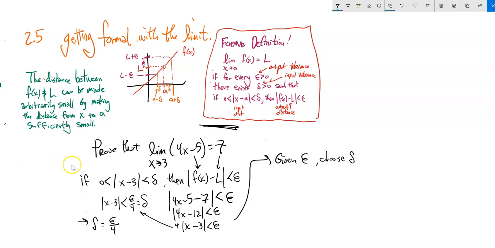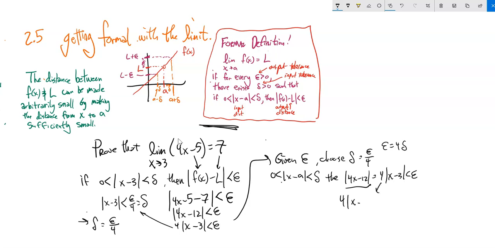So given epsilon, I would choose a delta such that epsilon is divided by 4. So I could go back to my original definition. 0 is less than... so notice then this right here is less than epsilon. So if delta is epsilon divided by 4, epsilon is 4 times delta. So now what I can do is say delta, and if you think about dividing both sides by 4, it shows it back again.